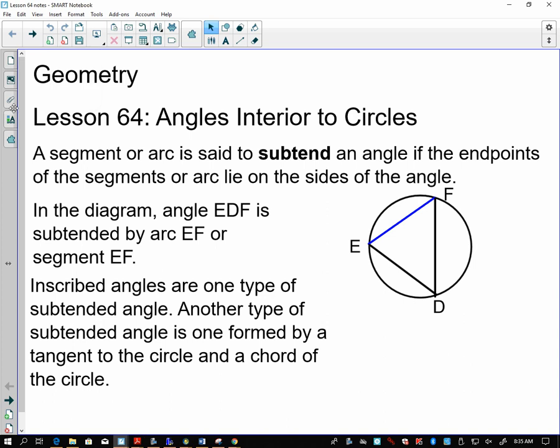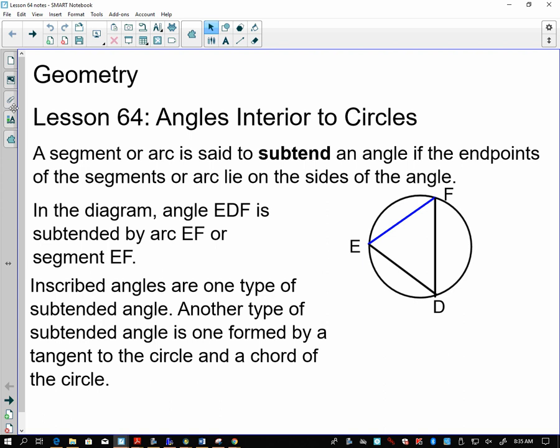All right. Geometry, lesson 64. We're going to talk about angles interior to circles. We've already talked about inscribed angles, haven't we? We know the inscribed angles are half their intercepted arc, right? Intercepted arcs are twice the inscribed angles, right? Here we're going to look at some other parts in these circles.